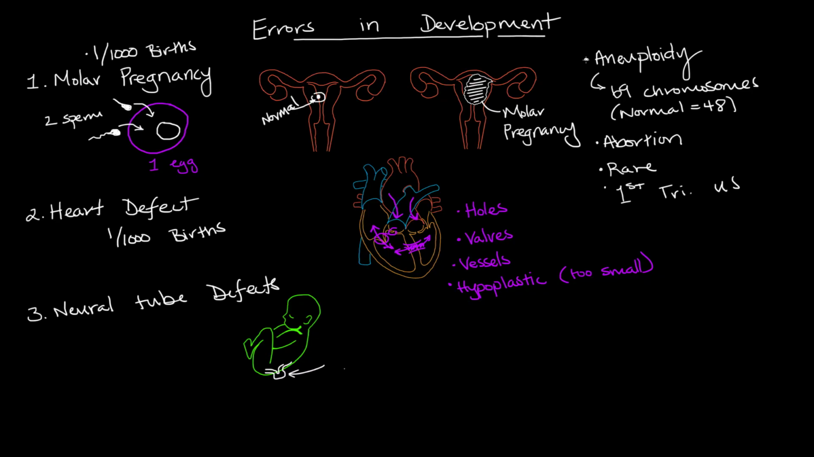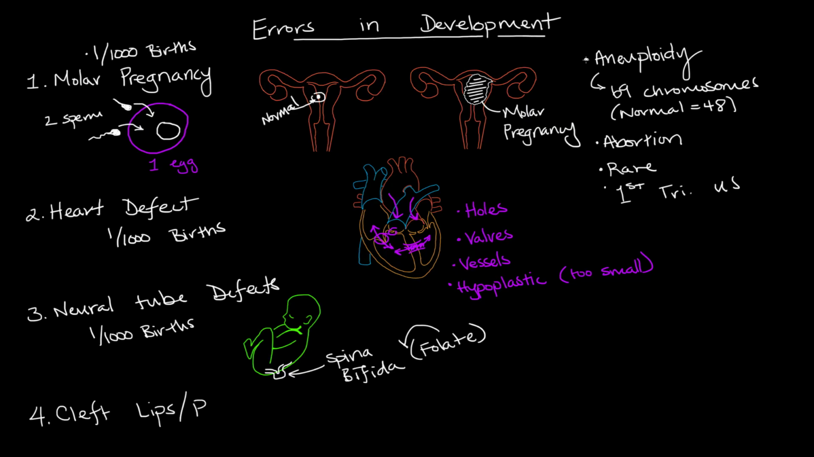And so this is the most common one. This is known as spina bifida, but there are other types of neural tube defects. And this can be treated with folate, at least spina bifida can. And this is usually also at a rate of 1 in every 1,000 births. If your clients are a lot of women who don't eat very well or have poor diet, this rate would be higher. So the last one that I'll talk about is cleft lips or cleft palates.